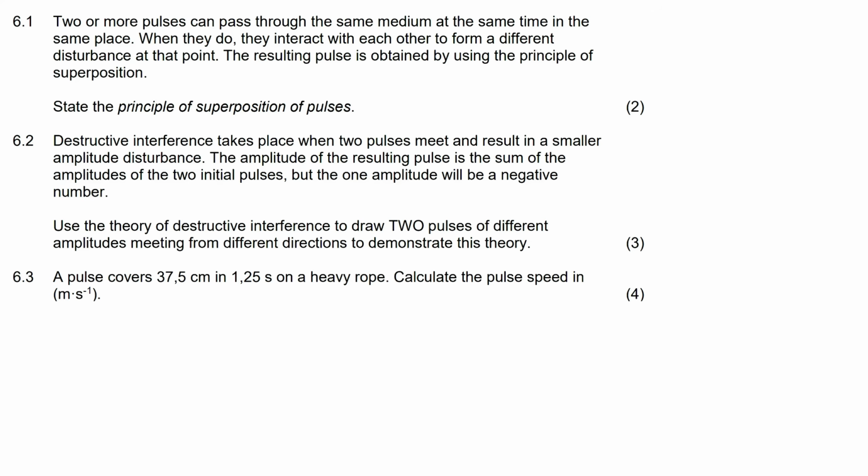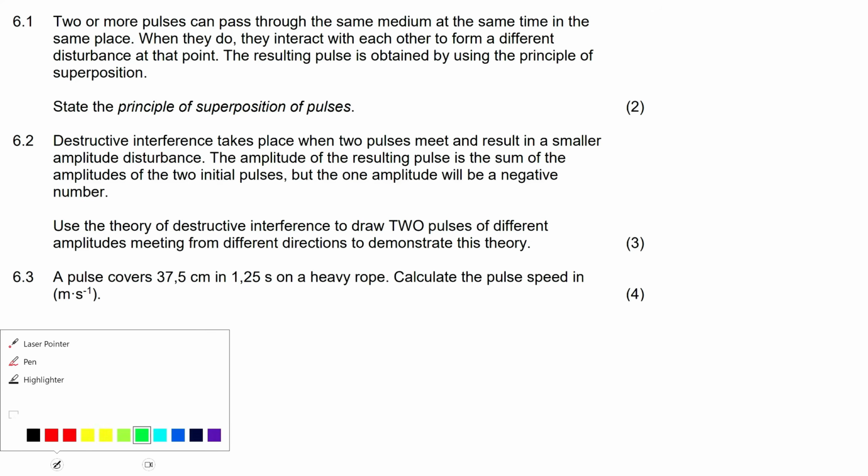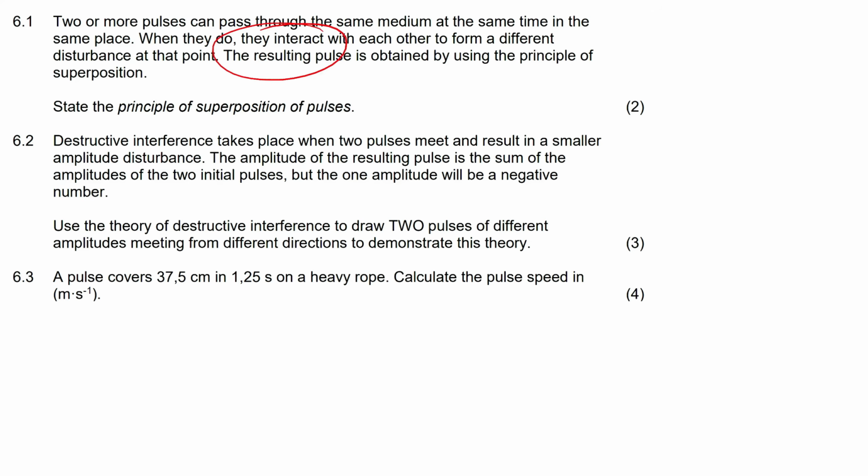Two or more pulses can pass through the same medium at the same time in the same place. When they do, they interact to form a different disturbance. The resulting disturbance is obtained by using the superposition principle. Okay, so let's just quickly talk about this, guys. They're making it sound very complicated here.